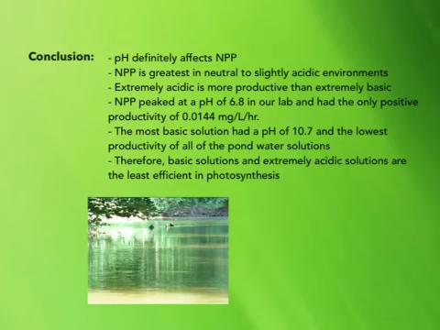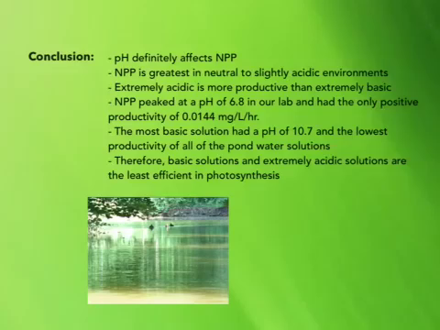We determined that the pH definitely affects the net primary productivity, and that this net primary productivity is greatest in neutral to slightly acidic environments. However, extremely acidic is still more productive than extremely basic.